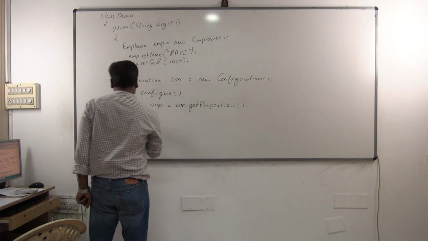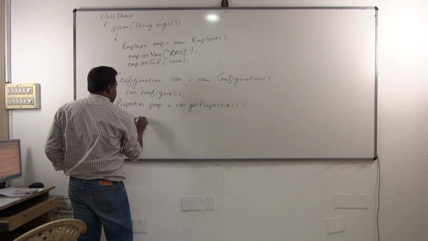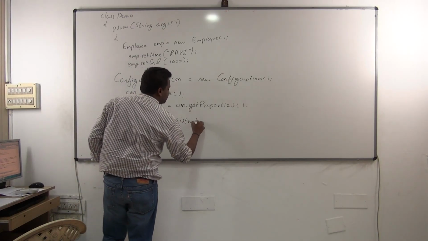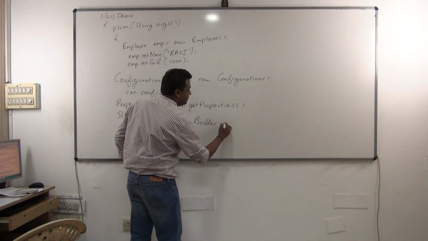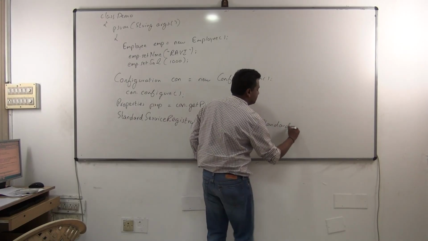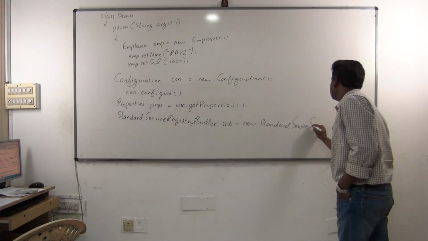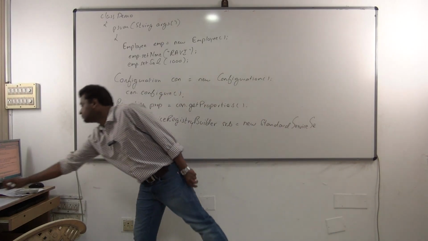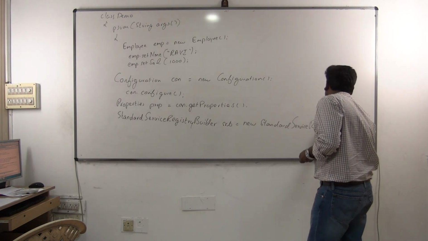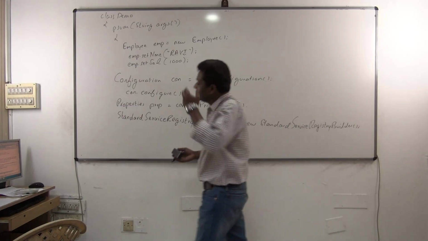Fine. And next it will be StandardServiceRegistryBuilder. SRB is equal to new StandardServiceRegistryBuilder. Done. Fine.